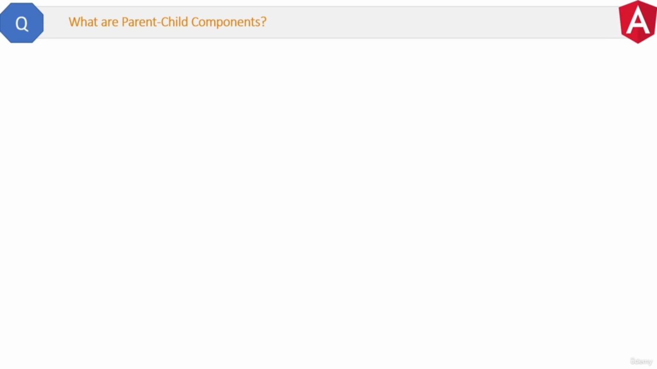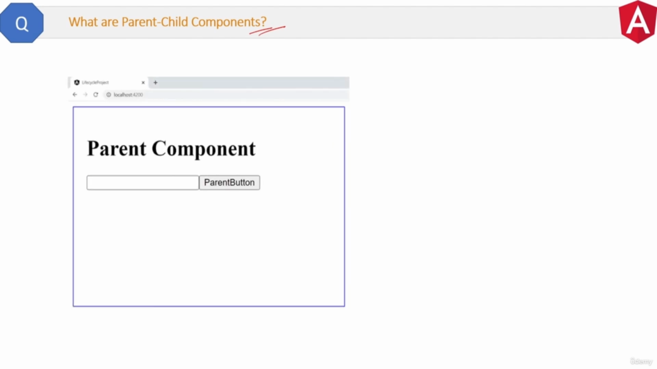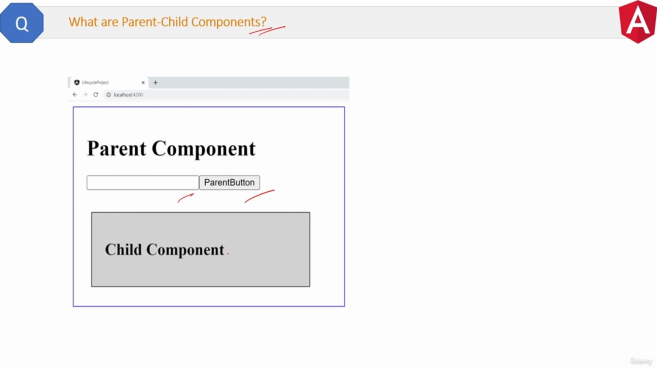Before understanding @Input, @Output decorators and Angular lifecycle hooks, we must know what parent-child components are. Suppose we have a parent component in our single page application with an input and a button field like this. Most of the time your app component, or root component, is the parent component. And if there are any other components inside this component, then they will be called child components.